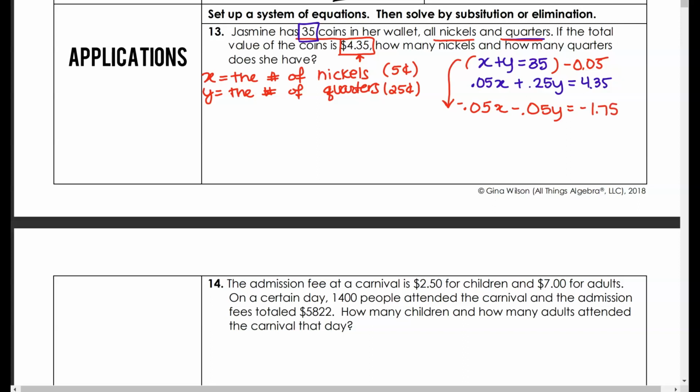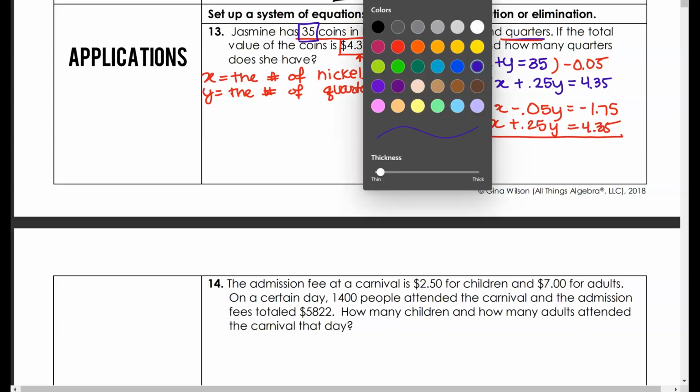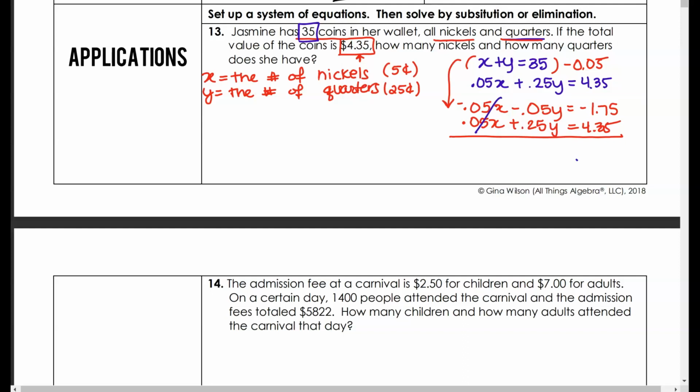I'm going to copy that bottom equation down. Okay, let's add those two things together. Now notice our X's go away, and then negative 0.05 plus 0.25Y ends up with 0.2Y, which is going to equal positive 2.6. So let's divide both of these by 0.2. And notice we get that Y equals 13.